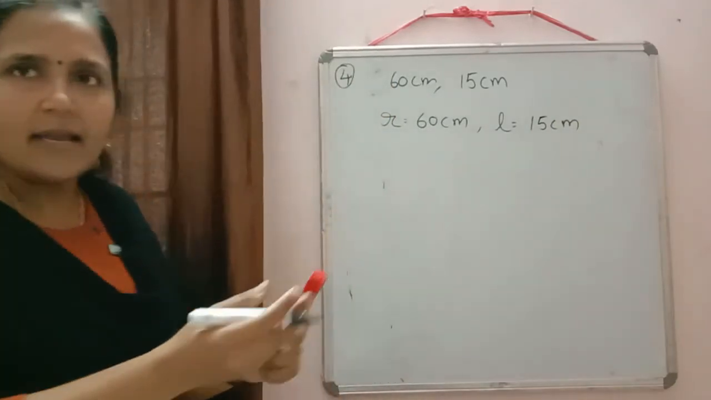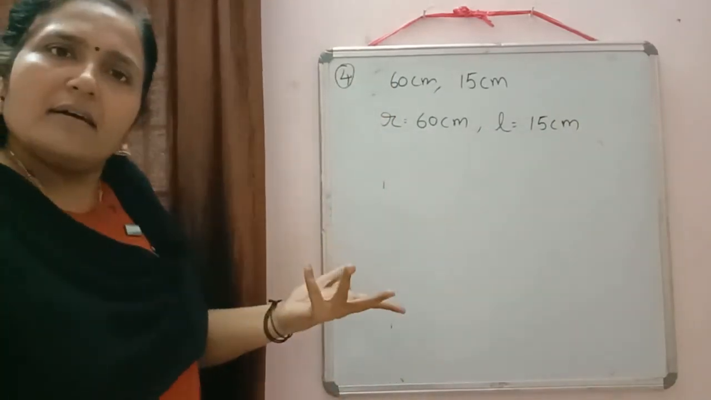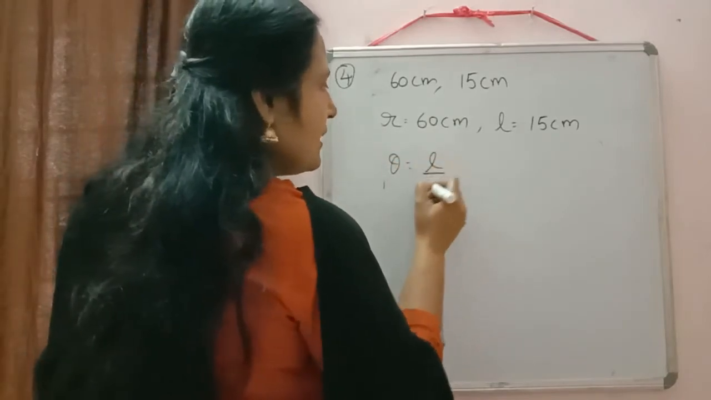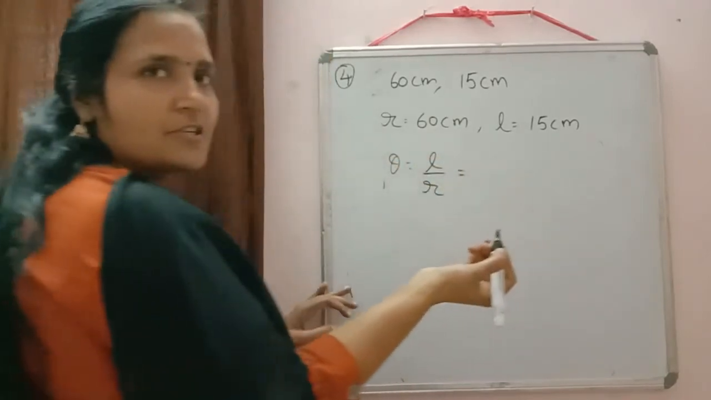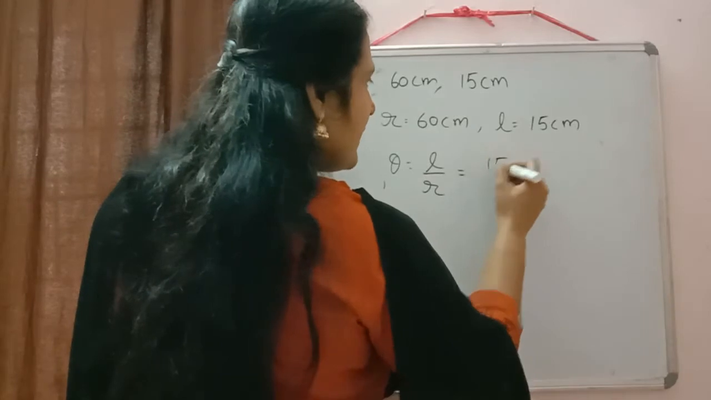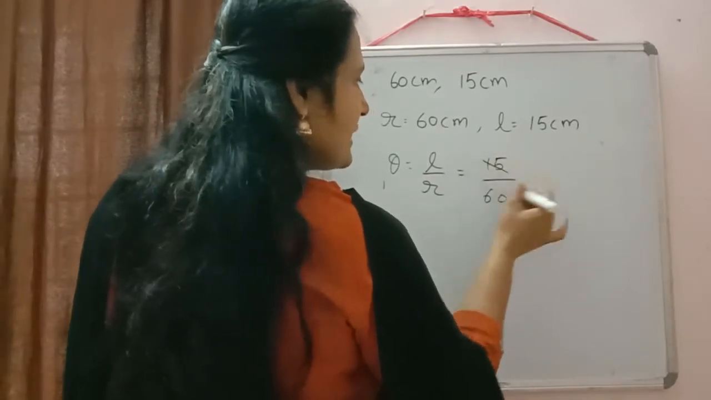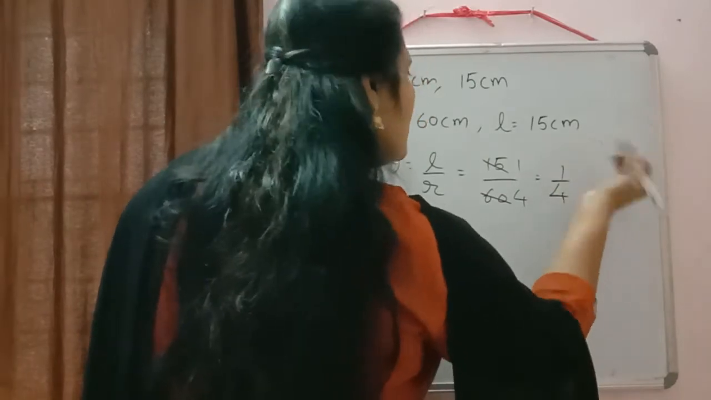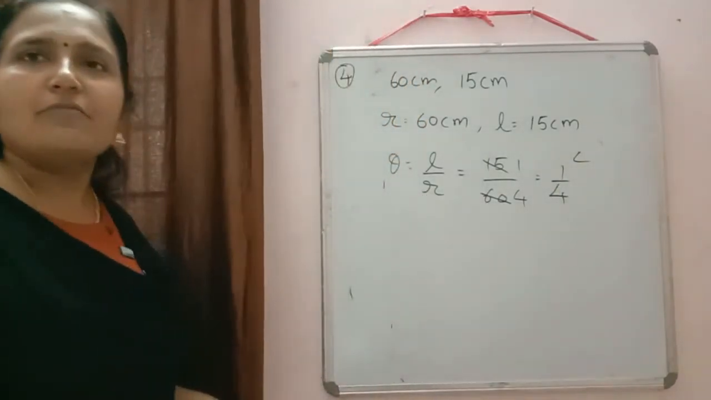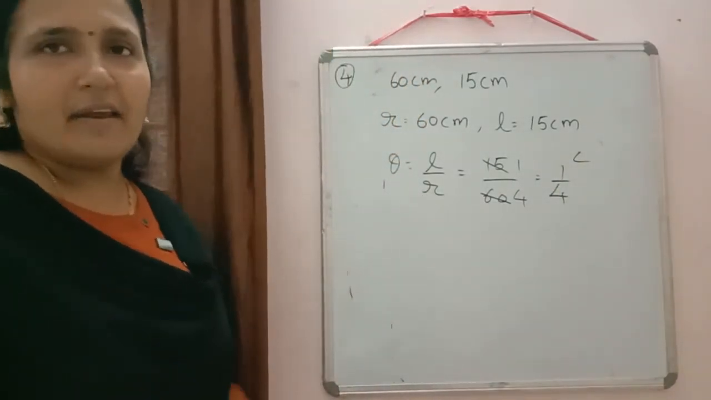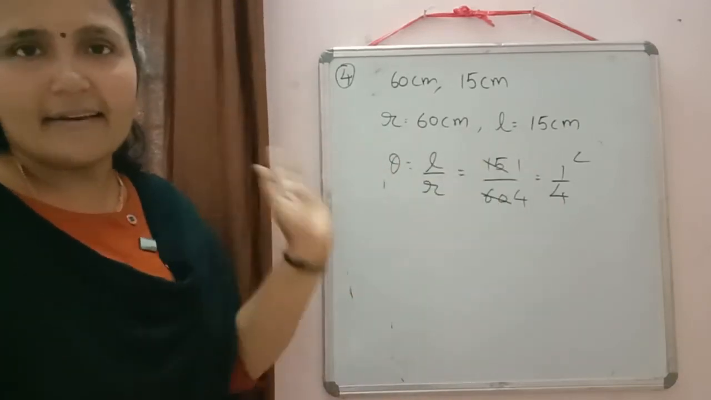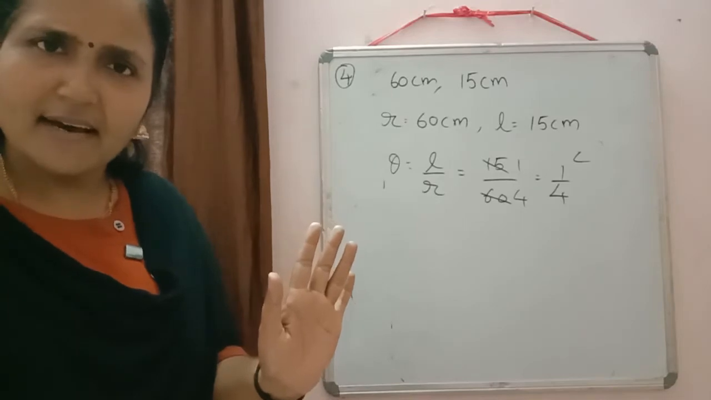What we have to find? We have to find theta. So the formula we have is theta is equal to L by R. Just substitute there: 15 by 60. We can cancel the term, 15 ones are 15, fours are 60. So we got the answer: theta is equal to 1 by 4 radian. Whenever we are using this formula, theta is in radian. This question is clear? Okay.